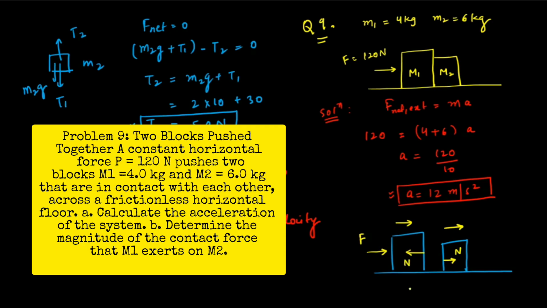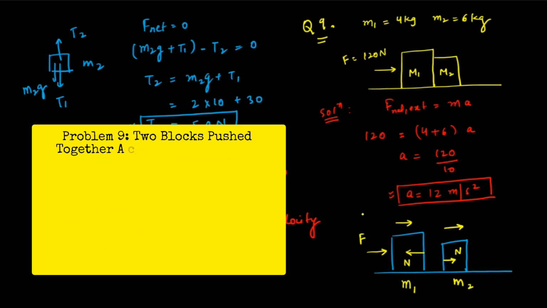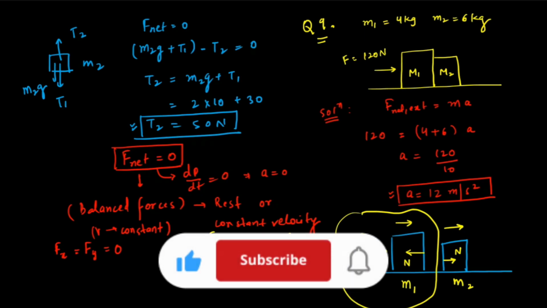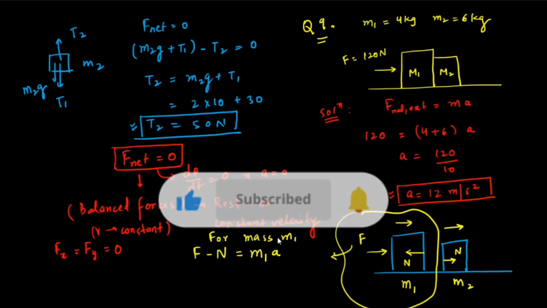So we have to talk about the contact force between M1 and M2. So I can just consider this as my system, and try to solve the equation for it. As the system is moving in the forward direction, if I apply the net force equation in the horizontal direction, F minus N must be equal to M1A, because this is what I have written for mass M1. Mass M1 must be experiencing two forces. One is the contact force and another is the external force, and they are acting in opposite directions.